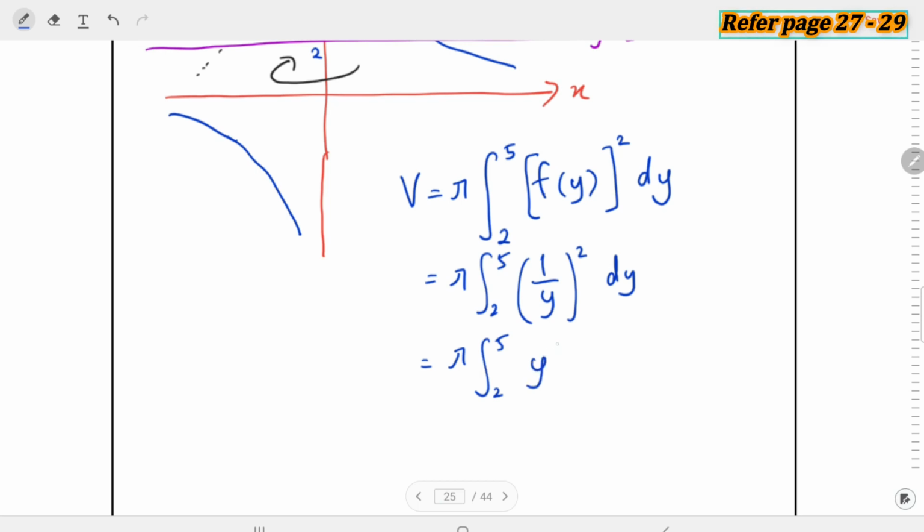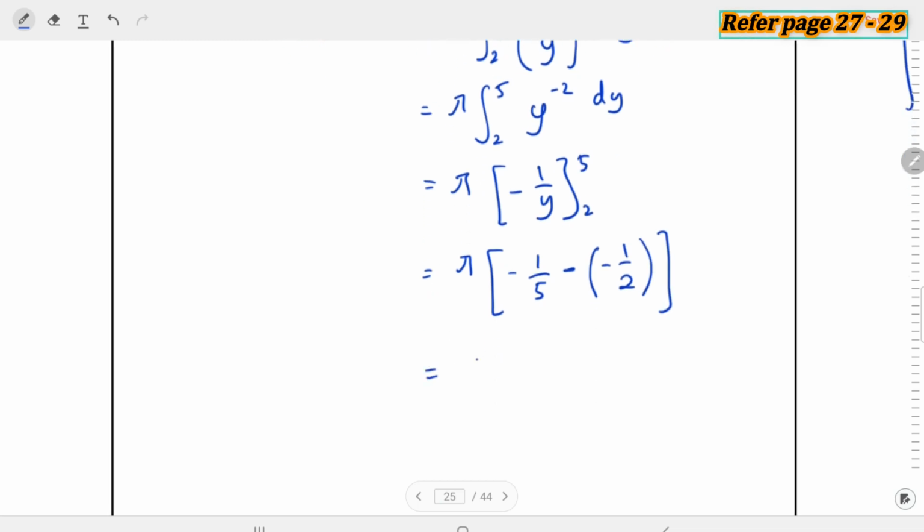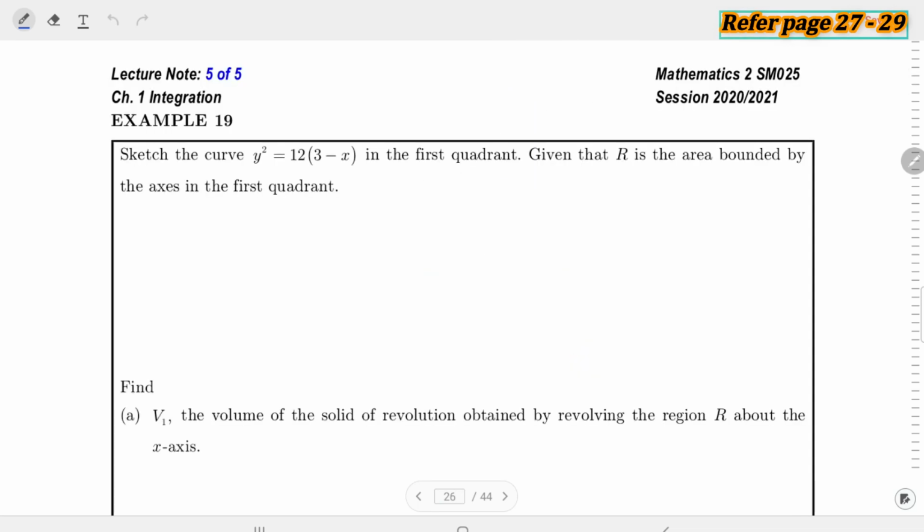So y to the power of negative 2 dy, integrate, so we are getting negative 1 over y from 2 to 5. So subtract negative 1 over 5 minus negative 1 over 2, and your answer would be 3 over 10 pi unit cube.